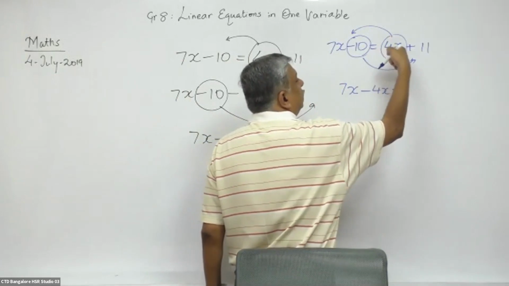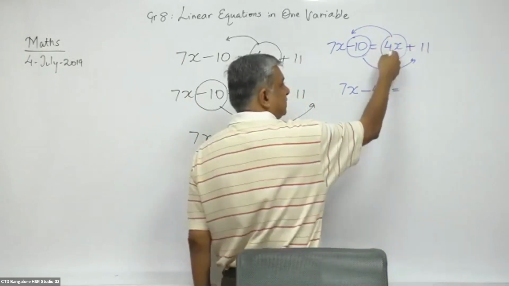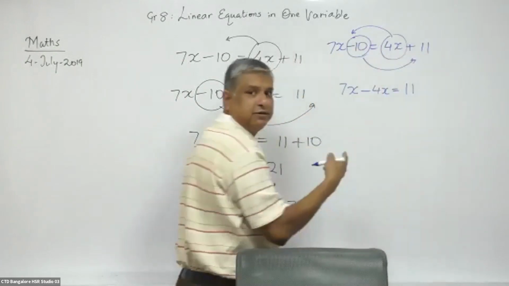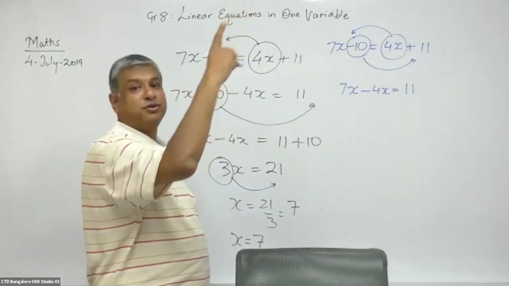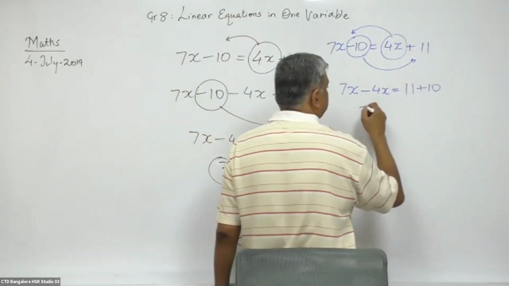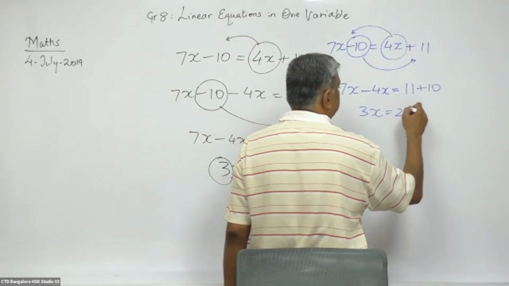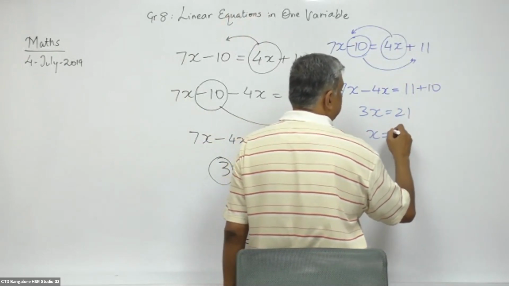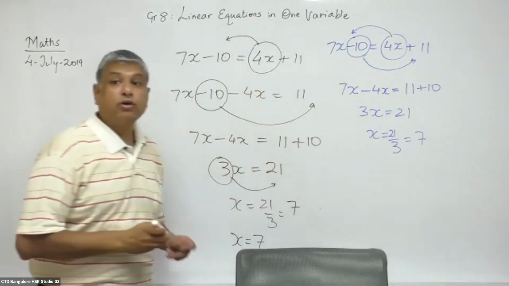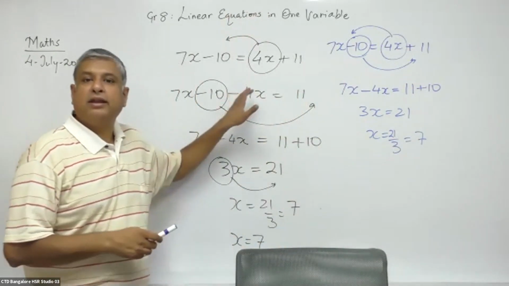Okay, now let's look at the right hand side. 4x has gone out. What is left? 11. Now what is coming in? Minus 10 is coming in. So which means it will become positive 10. So we get positive 10. So you get 3x equals to 21. So x equals to 21 by 3, which is 7.